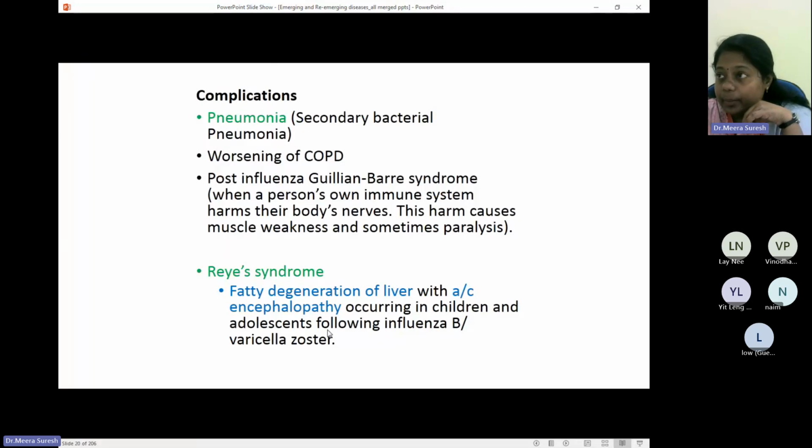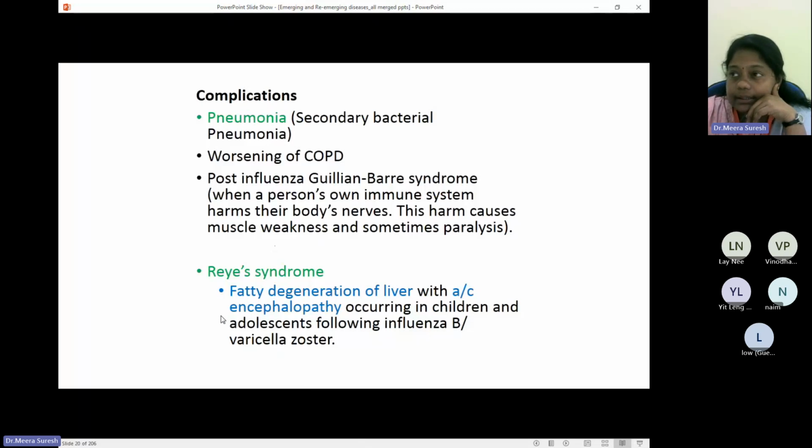So that is actually Guillain-Barré syndrome, and it usually happens post-influenza. What happens here is a person's own immune system, the own immune cells, will harm the body's nerves, so that there will be muscle weakness, leading to even paralysis. Another important complication will be Reye's syndrome.